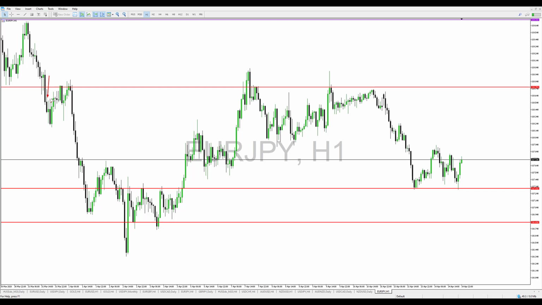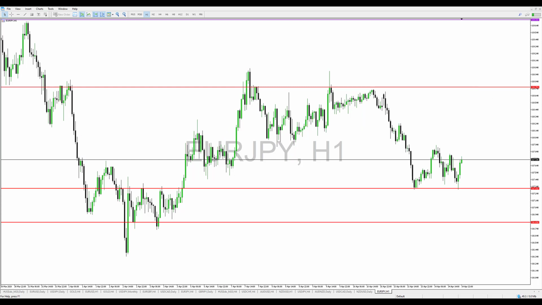Remember what I said, resistance can become support and support can become resistance. So in this example, it's support which has now become resistance. Price broke, traded back to that level and pushed to the downside. Price came back, found resistance, pushed to the downside again. You see, this is how you trade support and resistance.